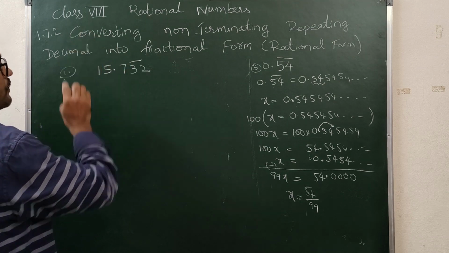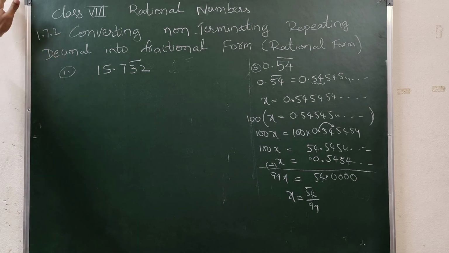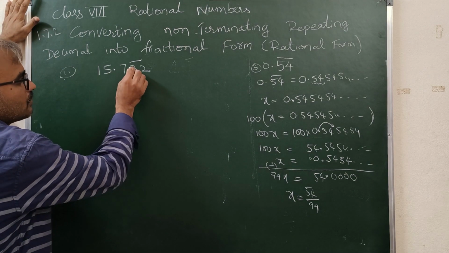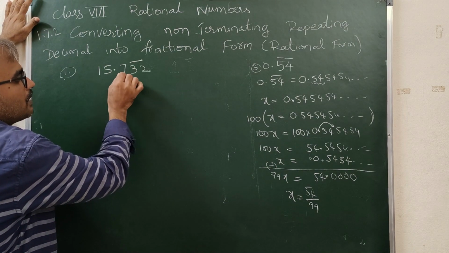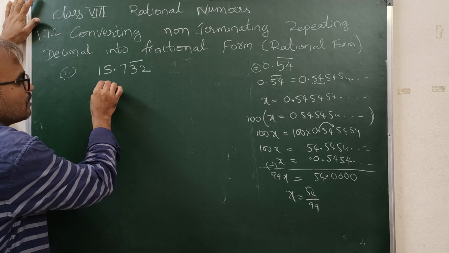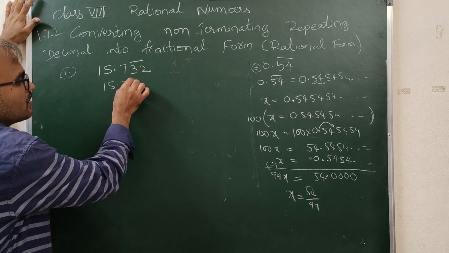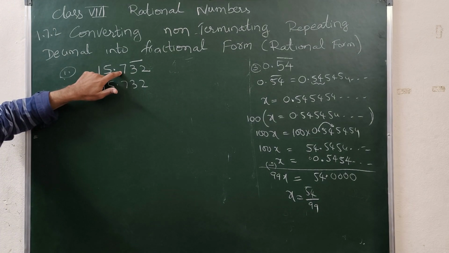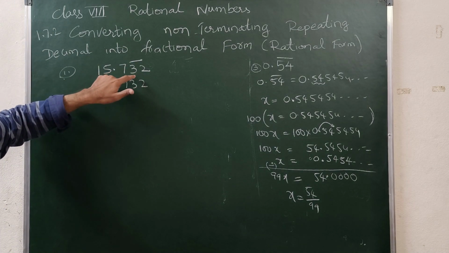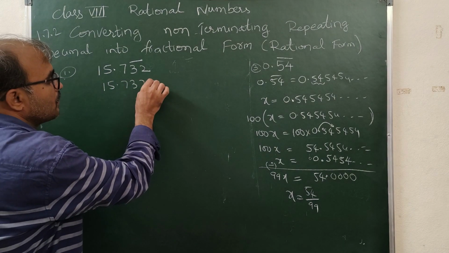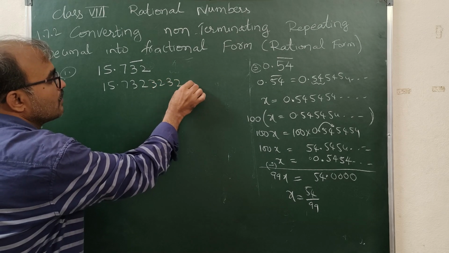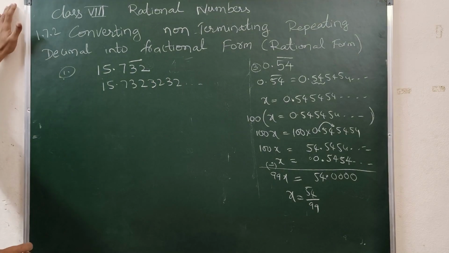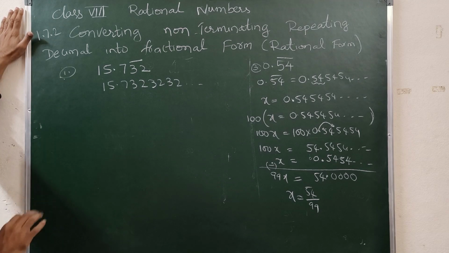15.732 bar, right? Now the given number 15.732 bar means the number is 15.732. In the repeating part there is no 7, right? In the repeating part there is 323232, right? Repeating part 323232. That we must be careful. That is what the problem.